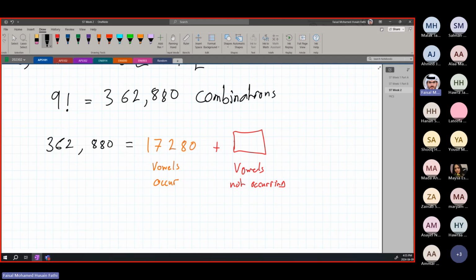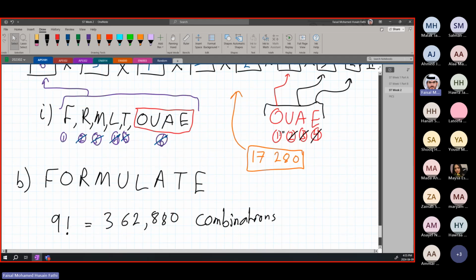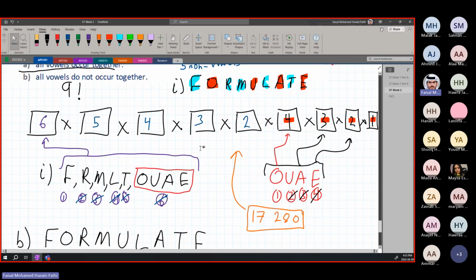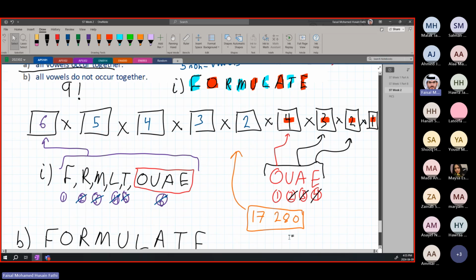So how can we find the vowels not occurring? Simply, we just take this to the other side and subtract. So it's going to be 362,880 minus 17,280, which is the part A answer, the number of ways the vowels occur together. So all the vowels occur next to each other, stuck together, all right? This is the number of possible combinations. There are 17,280 different ways you can have these vowels ordered next to each other.